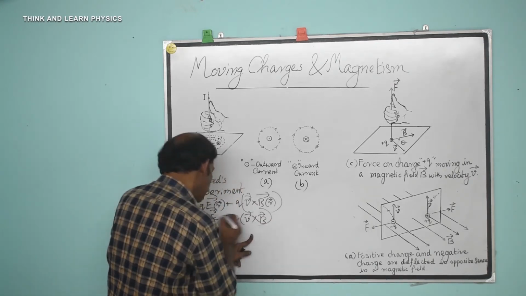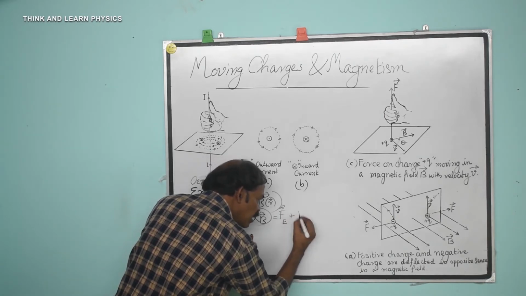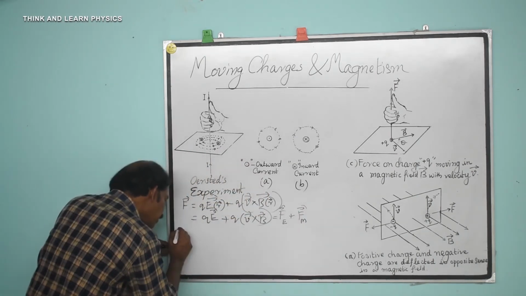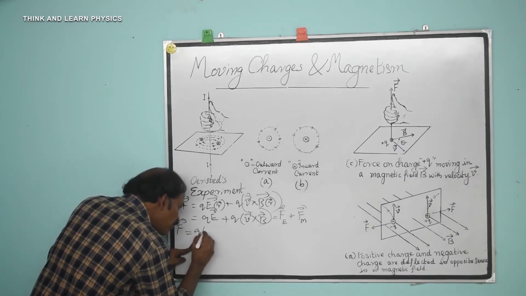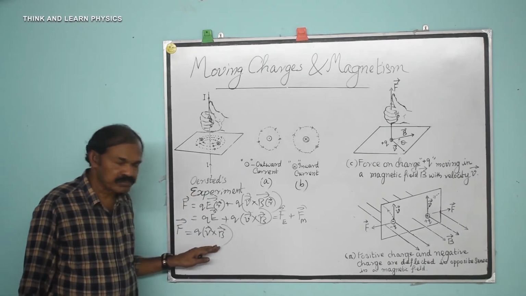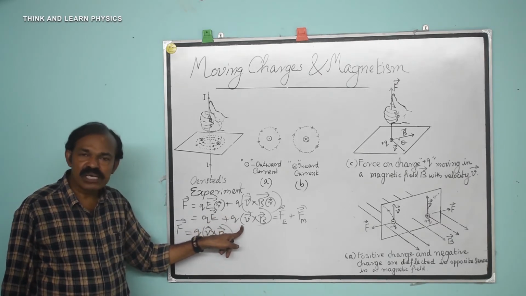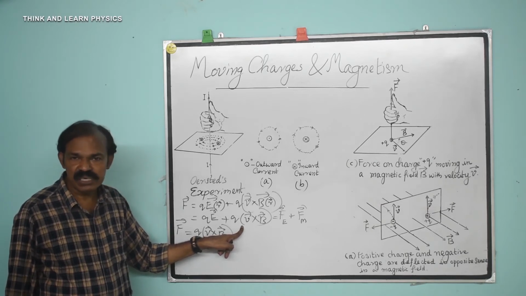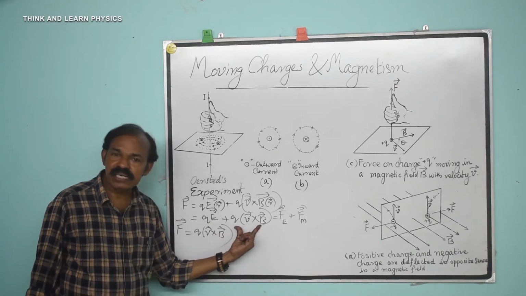The first part gives the electric force, and the second part gives the magnetic force. Therefore, we get the magnetic force as F vector is equal to q into V vector cross B vector. This is the magnetic Lorentz force. This is the total force acting on a particle when it moves through a space where both electric field and magnetic field are present. This net force is called the Lorentz force, and this alone is called the magnetic Lorentz force.